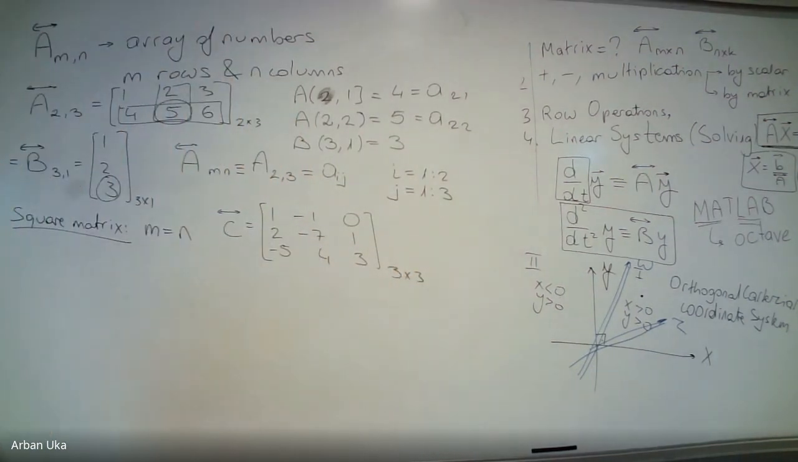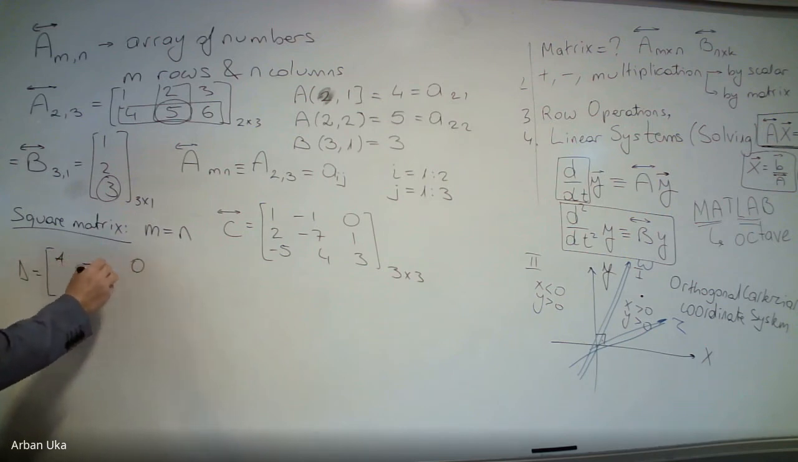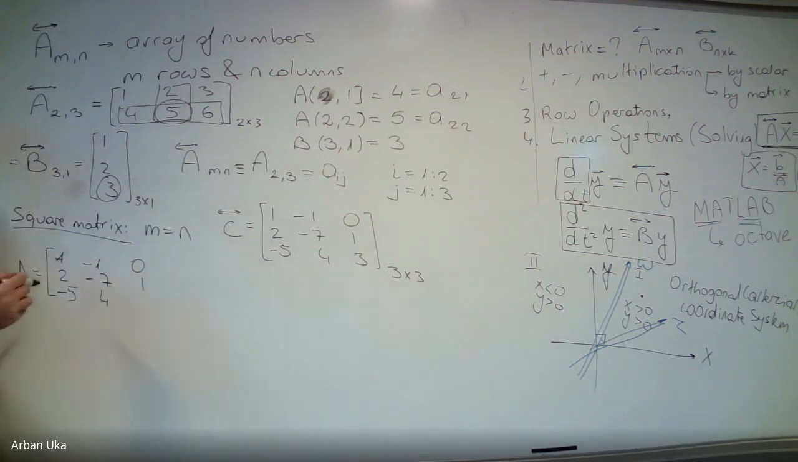Now the question is, can we have a matrix that looks like this? D can be equal to 1, minus 1, 0, 2, minus 7, 1, minus 5, 4. Is it possible to have a matrix like this, whose shape is irregular? Any idea? No, right? So this cannot happen. We cannot come up with a matrix like this. There are two-dimensional structures, but you don't have holes like this. It can be 3 by 3, 4 by 4, 4 by 7, etc. So this is never possible, but a square matrix looks like this.